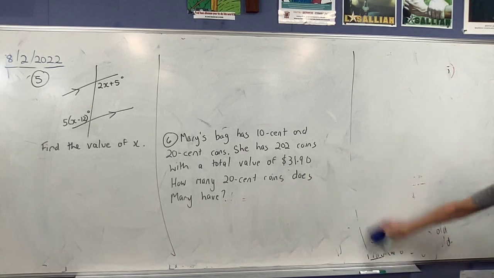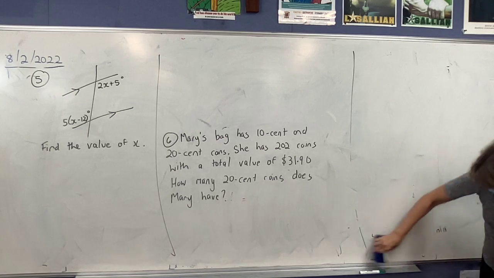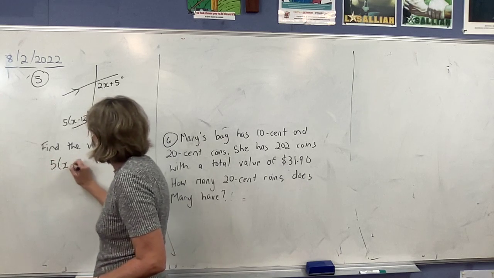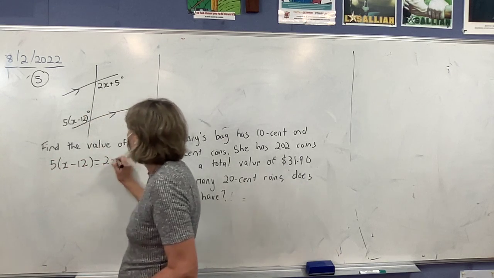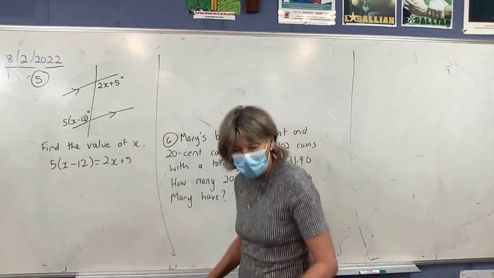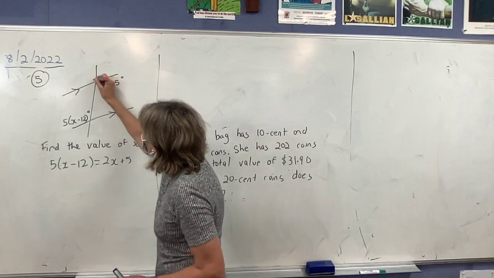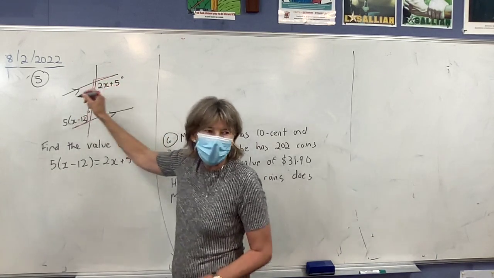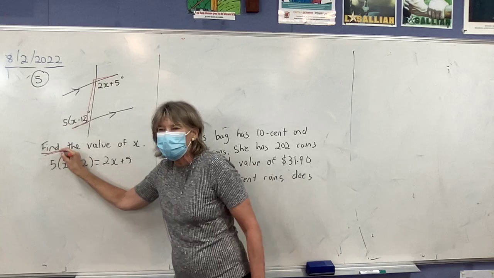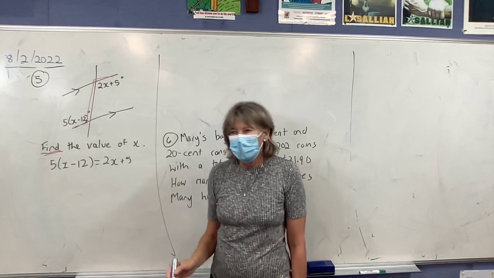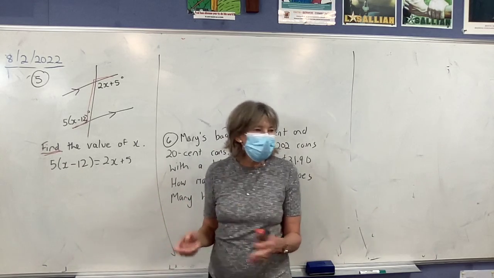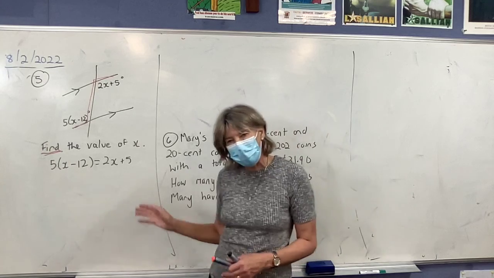Okay, Alex, start us off with number 5. 5x bracket x minus 12 equals 2x plus 5. Okay, why do they equal each other? Because they're alternate angles. Okay, so alternate angles are equal in parallel lines. This question is not a proof. So even though we can see that they are alternate angles forming that Z shape and they have to be equal, because this question just says find, you don't have to give that reason. So you don't have to write it out. If it said show that x equals whatever, or prove that x equals something, you would have to give that reason along the way.